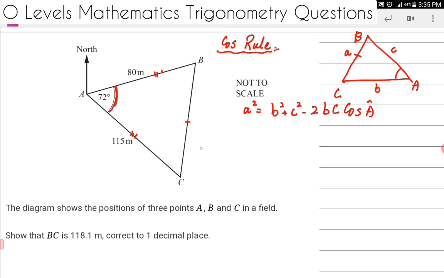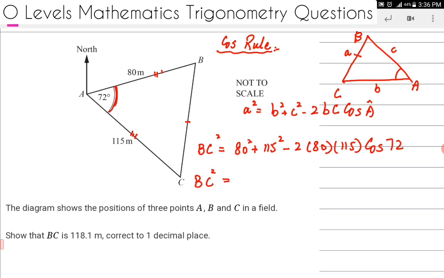In this scenario we have two sides and the included angle given, and we're looking for length BC. So you would express it as BC squared equals 80 squared plus 115 squared minus 2 times 80 into 115 into cos of 72, right? So this is BC squared and let me calculate it. One more thing, guys: you need to substitute this whole value together in the calculator, and make sure your calculator is in degree mode, okay?